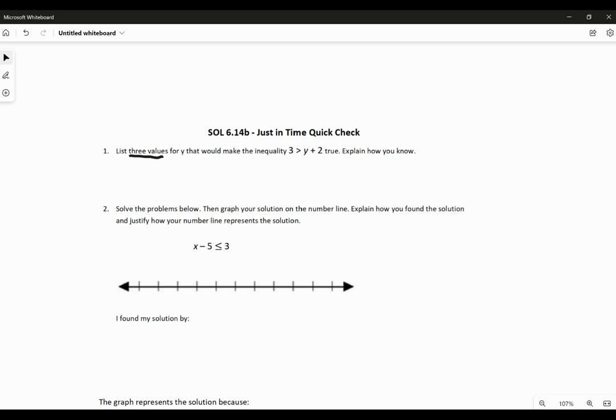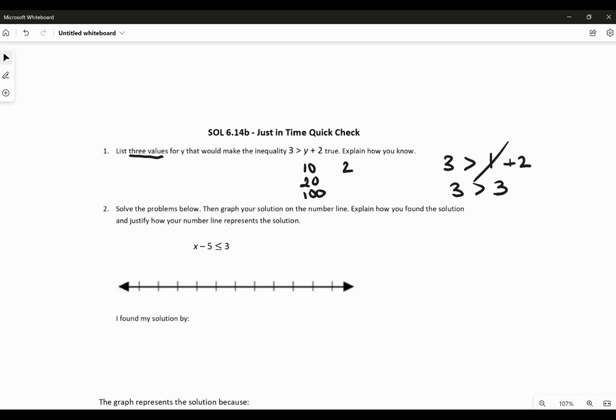I can think of a lot of numbers like 10, 20, 100. Also, 2, but not 1, because that would be 3 is not greater than 3, so that wouldn't be true. If I picked 1, and instead of y, I wrote 1, this is not true. 3 is not greater than 3. So 1 would not work.